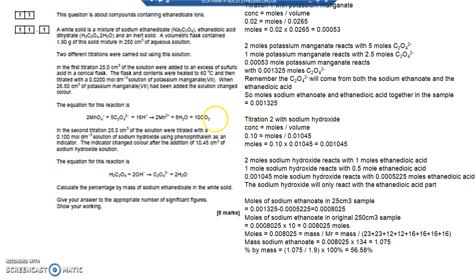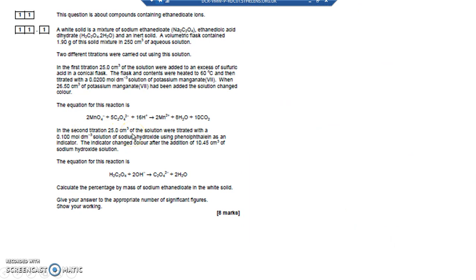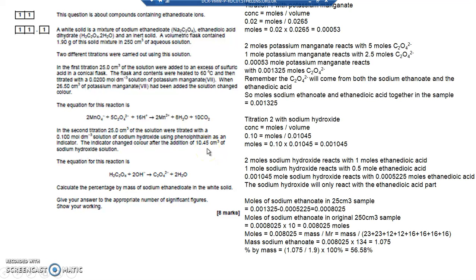Okay, the second titration is with sodium hydroxide. I've got 25 centimetres cubed of solution. So I've got a sample of the solution titrated with 0.1 mol dm-3 solution of sodium hydroxide using phenolphthalein as an indicator. The indicator changed colour after the addition of 10.45 centimetres cubed of sodium hydroxide. So I've got a concentration, I've got a volume of sodium hydroxide. It wants me to work out moles. Let's have a look. So it wants me to work out moles of sodium hydroxide.